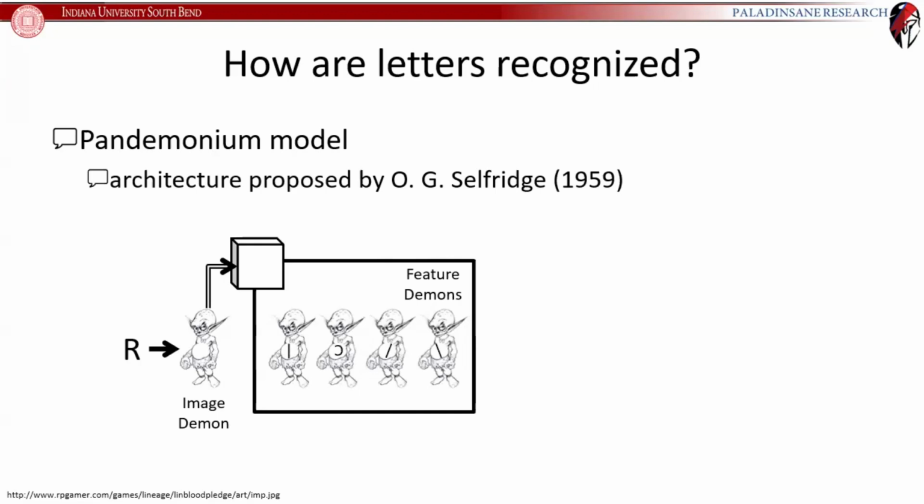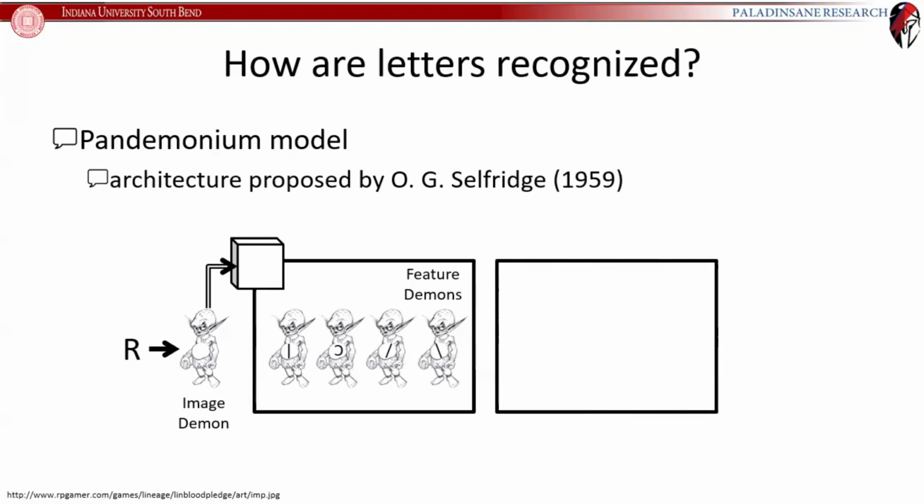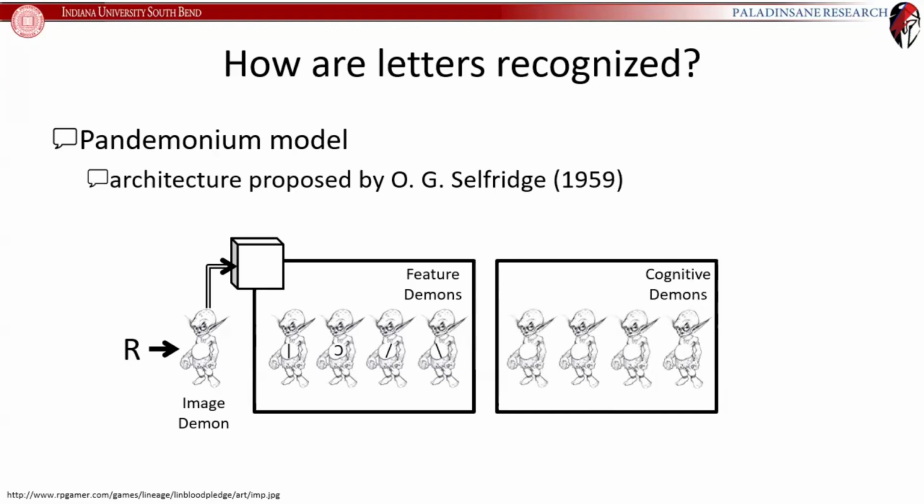And these feature daemons each have a little symbol on their chest or on their bellies, and when they see that symbol, they get very excited. Actually, not excited, they get very agitated. They get very, very angry when they see the symbol that is on their bellies. And these feature daemons are not the only daemons in your mind. They are also cognitive daemons. And these cognitive daemons each represent a letter.